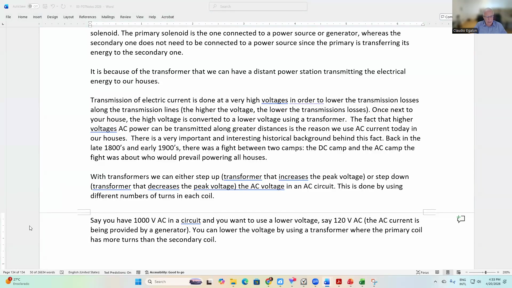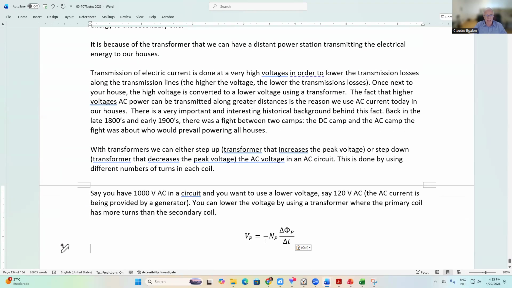Here we go. According to Faraday's law, the induced voltage in the primary circuit is given by this relationship here. Don't forget it's the induced voltage in the primary circuit. It is given by the number of turns in the primary circuit multiplied by the change in the magnetic flux in the primary circuit. That's what the P is all about. In the secondary circuit, we have a similar equation.